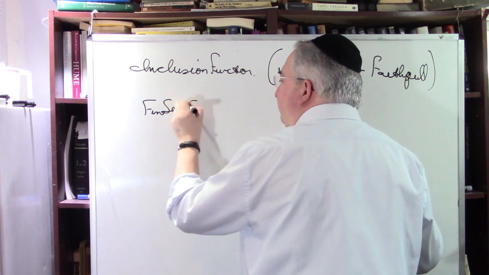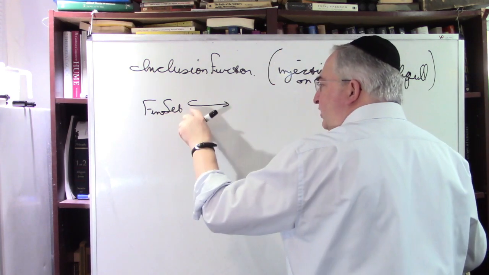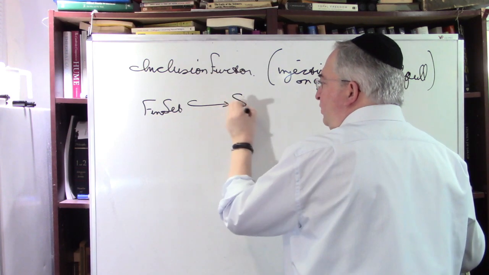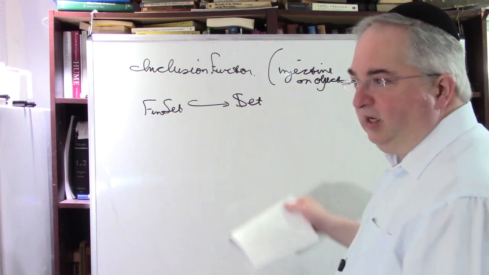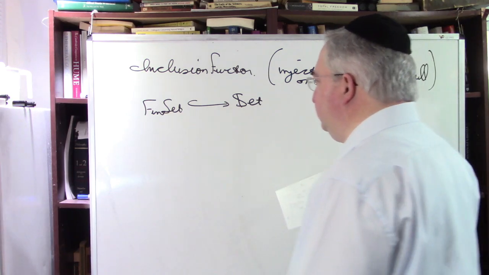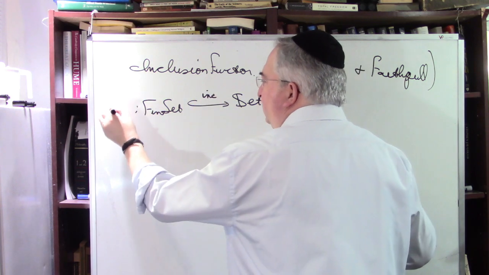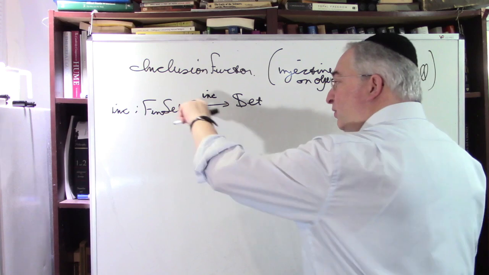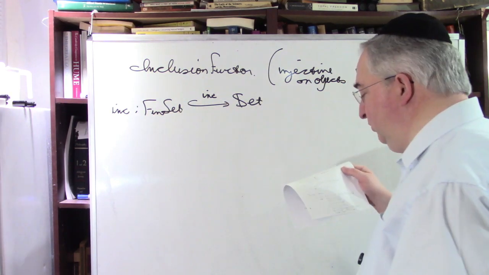We write inclusion functions like this. One includes into the other, so you should think of it like a subset, and this goes into sets. This is all sets, including infinite sets, and we have this inclusion. Sometimes we write it like this, INC. Sometimes we just write it without the name because we know what's in here and what's in here.